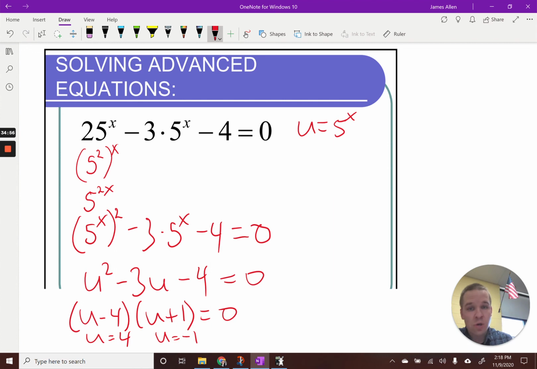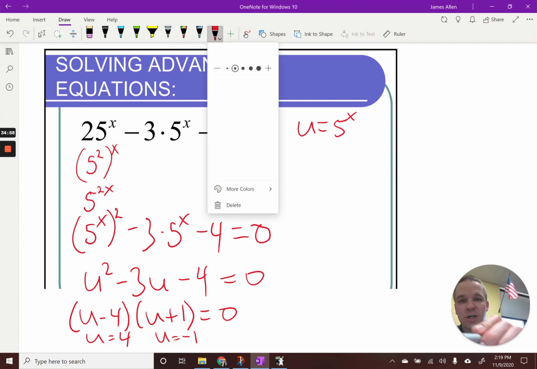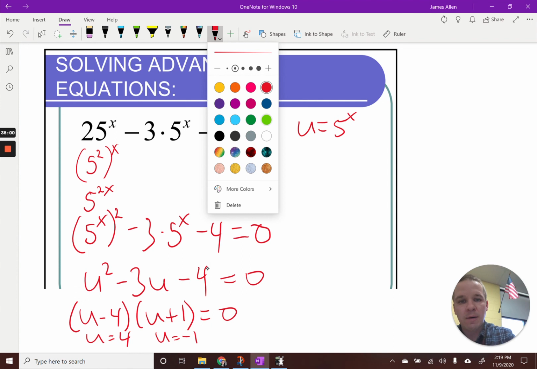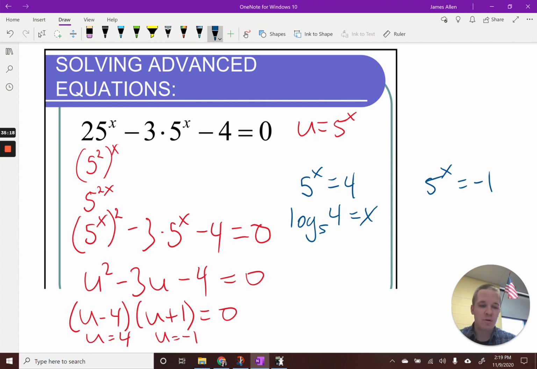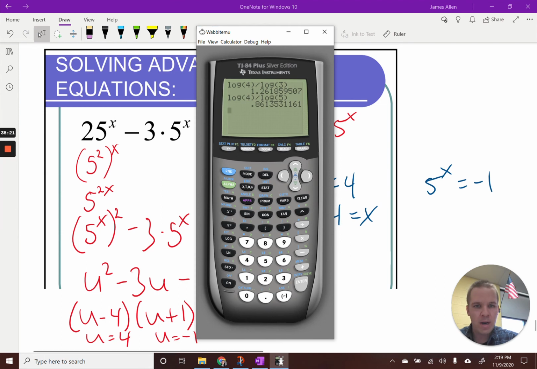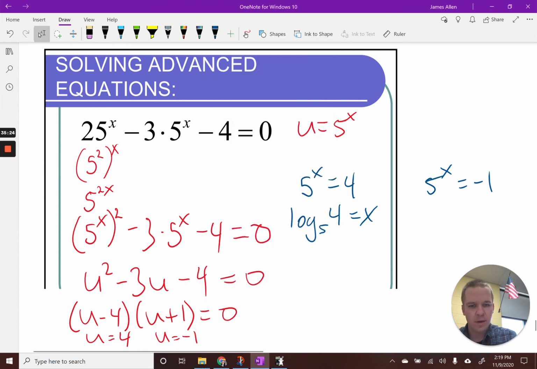Okay. So now that I got my u's, I'm going to set them equal. I'll change colors now. I'm going to go with blue again. So I'd have 5 to the x is equal to 4, and I'll have 5 to the x is equal to negative 1. So I'll have log base 5 of 4 is equal to x. And if we plug that into our calculator, drum roll please, 0.861. There we go. Squiggly equals, because I rounded.